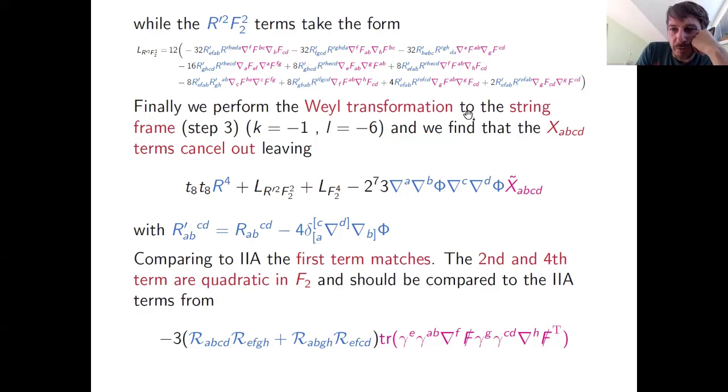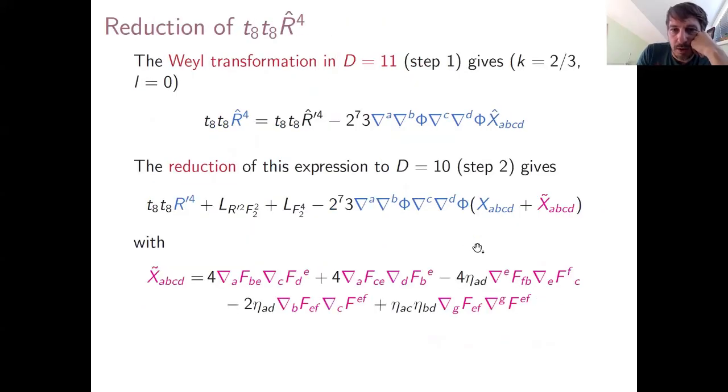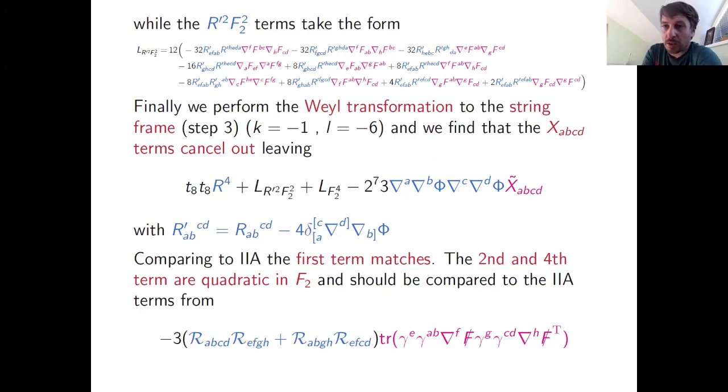And the final step is to perform the last Weyl rescaling in 10 dimensions to go to the string frame. That means taking, in our expression, k is -1 and L is -6. And then it turns out that if you do that, these x terms, remember this x was this funny expression, it's present here. Now you'll generate another one from the Weyl rescaling of this guy. And it turns out that the two cancel, actually, in a slightly miraculous way. So that's quite nice.